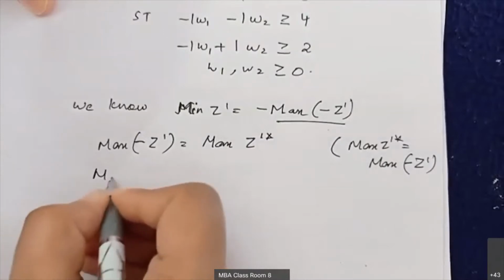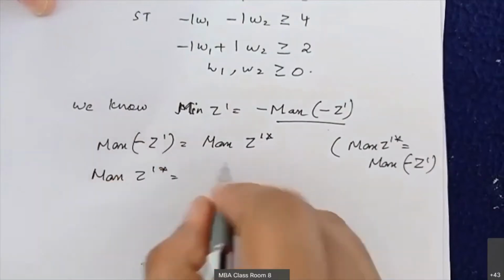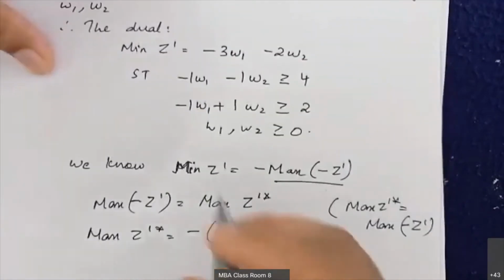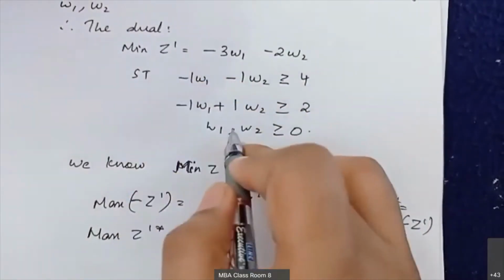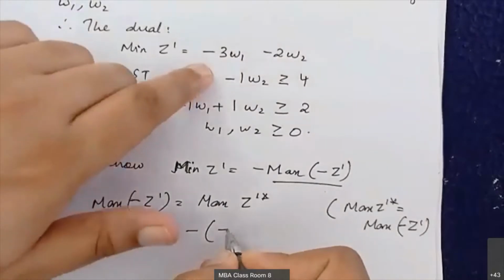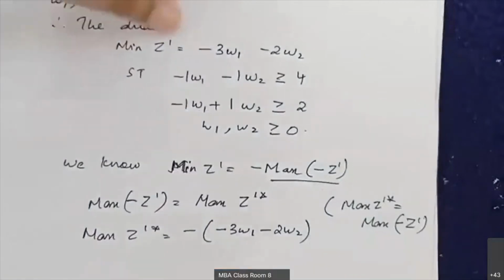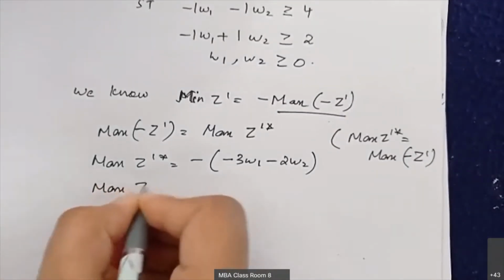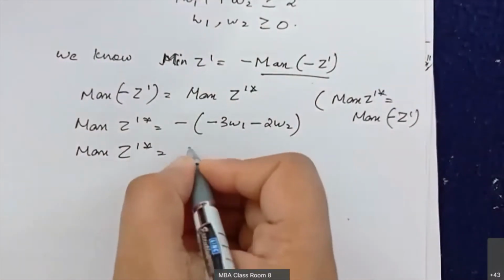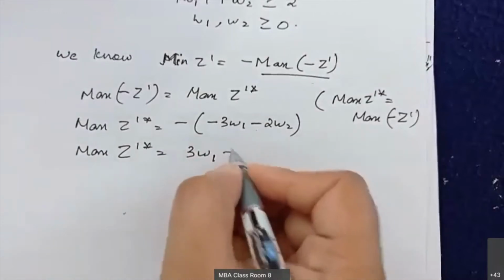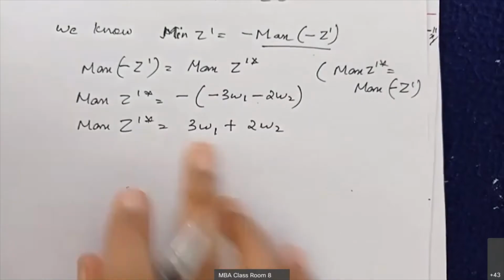So next, max of z'* is equal to, we have to take this minus inside. So minus of, which is our objective function? This is our objective function, which we are going to convert into max form. So minus of this one: minus 3w1 minus 2w2. So what will be our max function? Max of z'* is equal to, taking this inside, minus and minus will become 3w1, minus and minus again plus 2w2. So this is our objective function for the simplex problem.